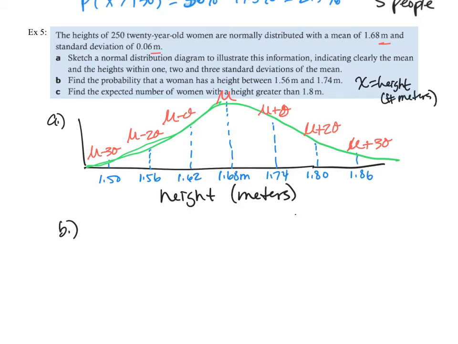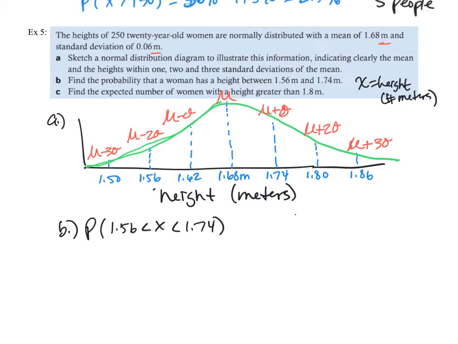What we're being asked to find in letter B is the probability that a person's height falls between 1.56 and 1.74 meters. So what we're being asked here is, what is the probability that a person's height is from two standard deviations below the mean to one standard deviation above the mean? Remember, if we look at this area that goes from one standard deviation below to one standard deviation above, that's 68% of the data.